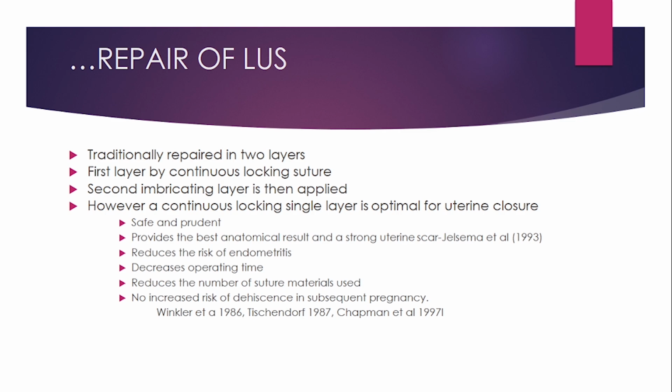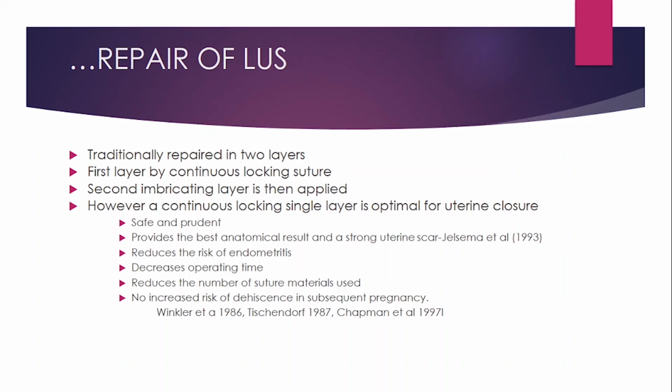But some workers have said that a continuous locking single layer is actually optimal for uterine closure. And it's been said to be safe and prudent. And it provides the best anatomical result and a strong uterine scar. Then it reduces the risk of endometritis, decreases operating time, reduces the number of suture materials used, and there's no increased risk of dehiscence in subsequent pregnancies. So the reference is there.